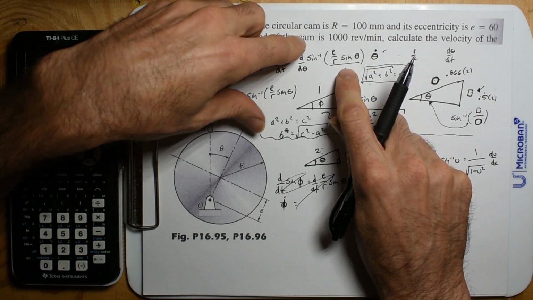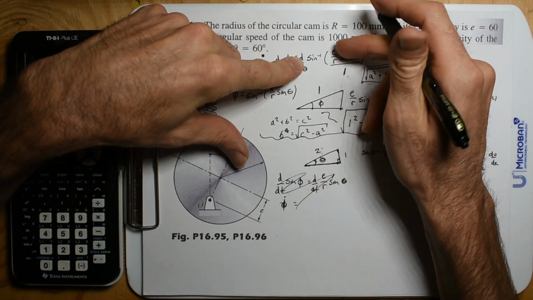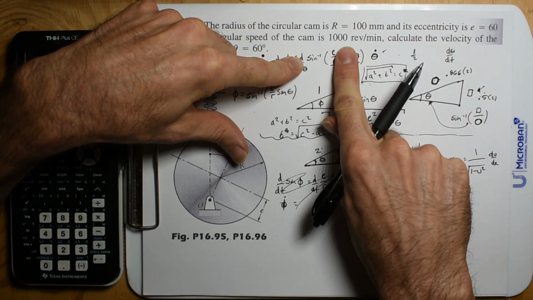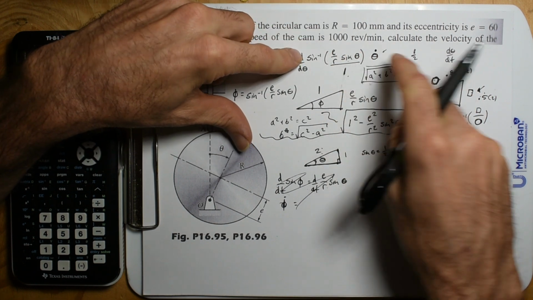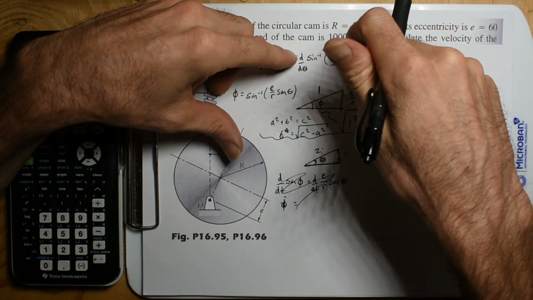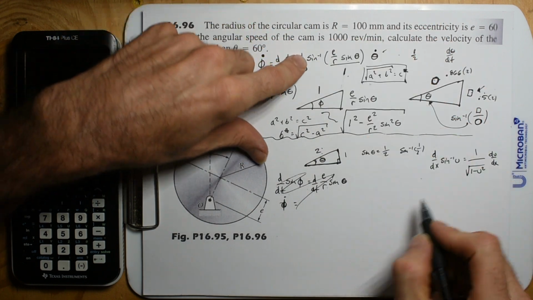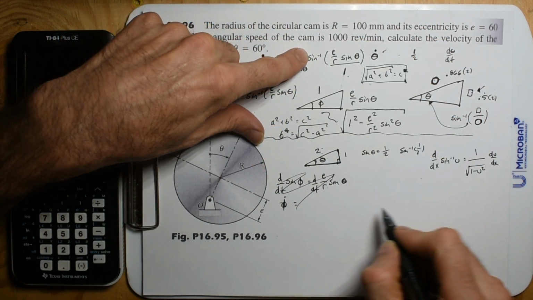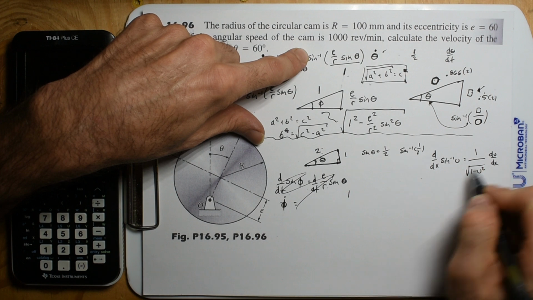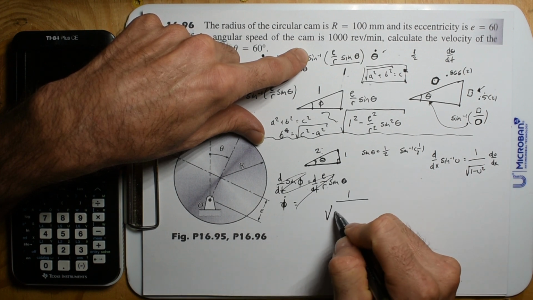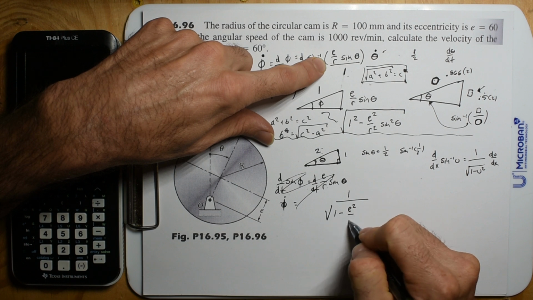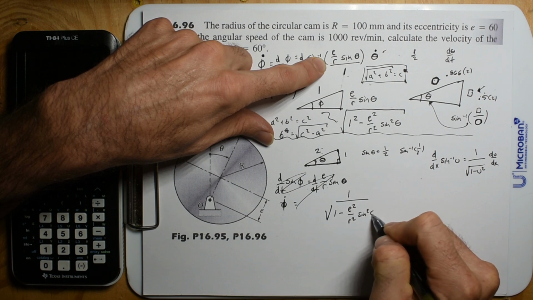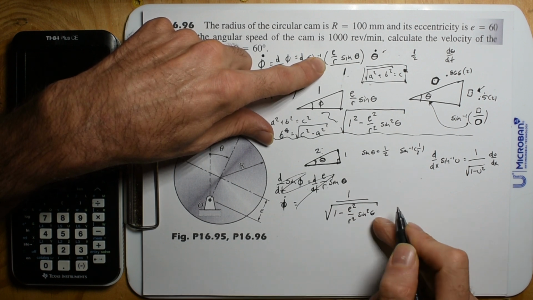All that means is that it's kind of like ignoring the stuff on the inside, kind of. But we still have to take the derivative of the stuff on the inside. For the time being, we're just going to say the derivative of inverse sine is 1 divided by the square root of 1 minus everything in here squared. So that's e squared over r squared sine squared theta. Cool. So we did that part.